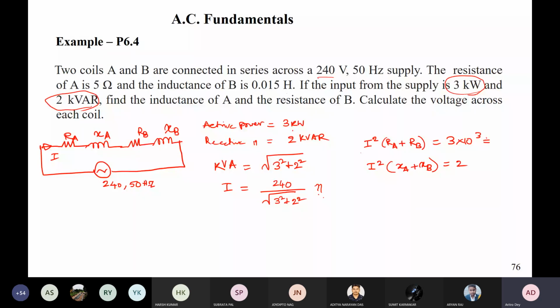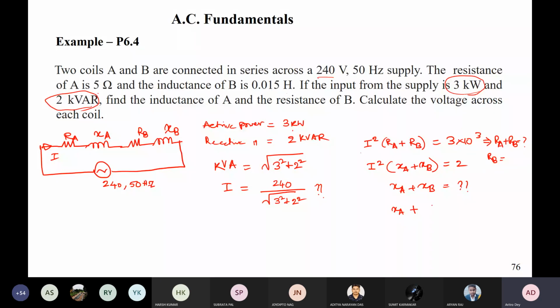Out of that, RA is given, resistance for A is 5 ohm. So your RB will be that minus 5, right? So you will get RB. And for the other case, you know what I is, so you can find out XA plus XB. So that you can get from here, because I is known. So now what else is given? LB is given. So you can write XA is equal to this plus, both are inductive in nature, so no need to subtract and all.